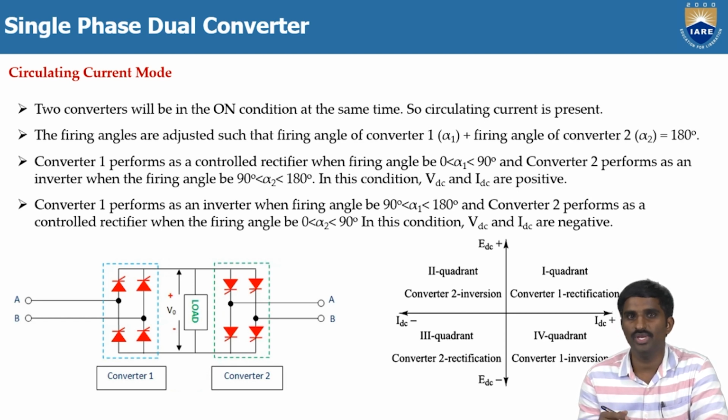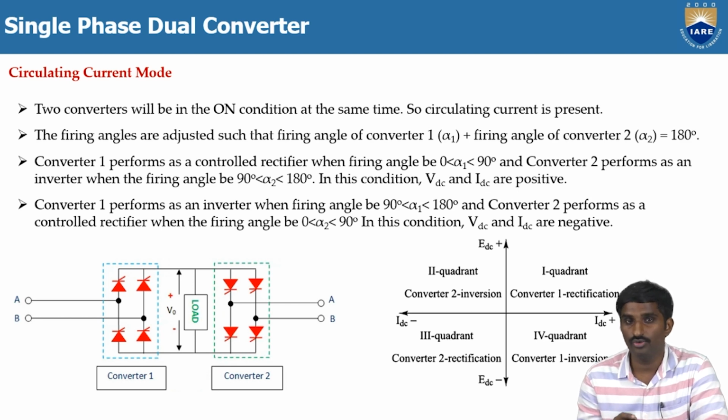Only based on our requirement, whether you want to operate converter 1 in the inversion mode or the rectification mode, based on that we will change the firing angle. Similarly, for converter 2 also, based on our requirement, we change the firing angle, so that accordingly we get the operation, either in the rectification mode or in the inversion mode.